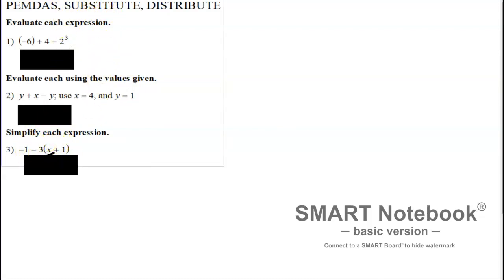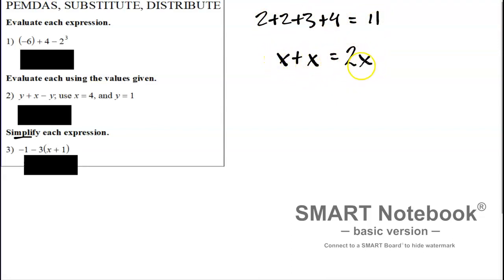Simplify each expression. Okay? Simplify, make simpler, right? 2 plus 2 plus 3 plus 4. Hey, mister, can you evaluate that? Sure. Okay, that's 4, 7, 4, 11. Okay. What about something like this, guys? X plus x. What does that equal? Well, 2x. What about 3 times x plus y? You guys would distribute 3 times x, which equals 3x, put the plus, and then 3 times y.